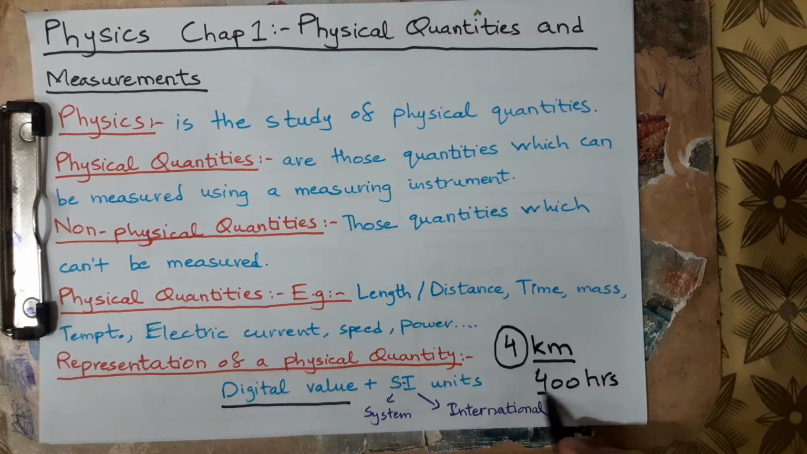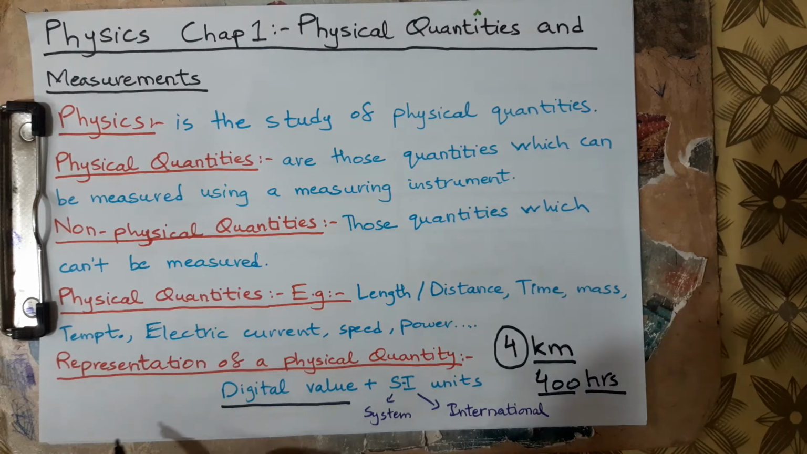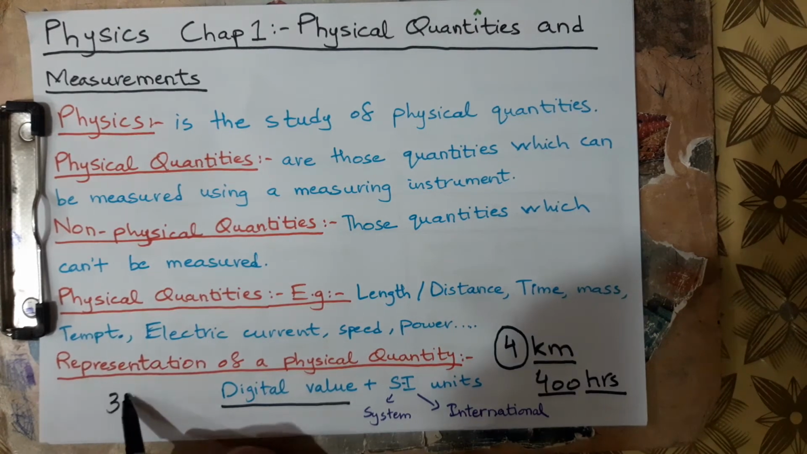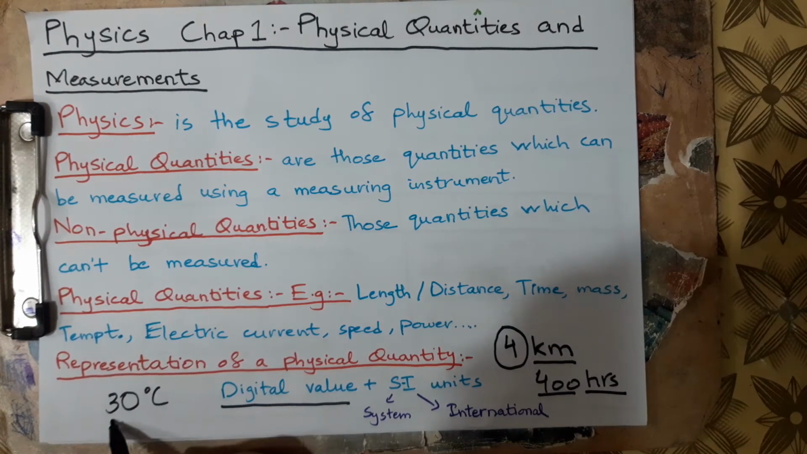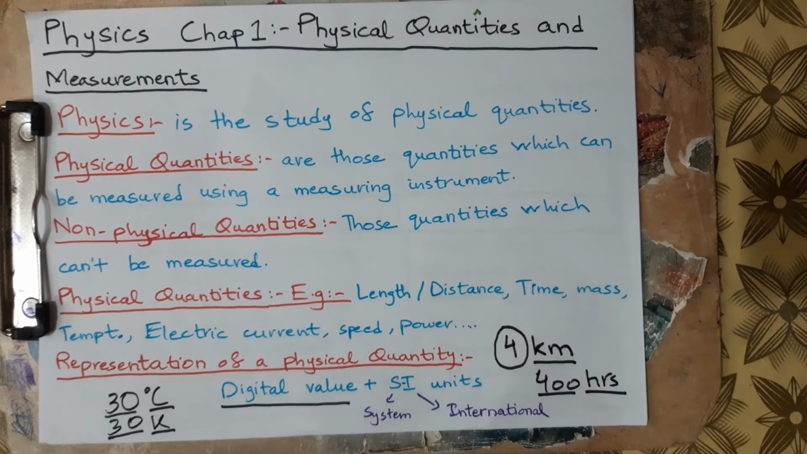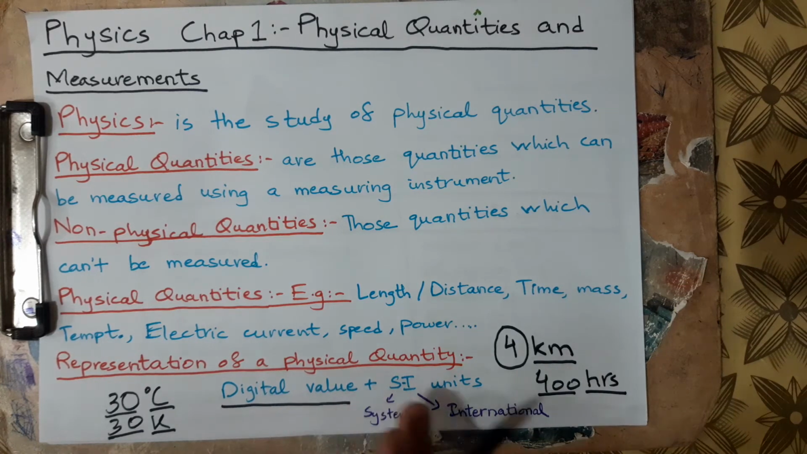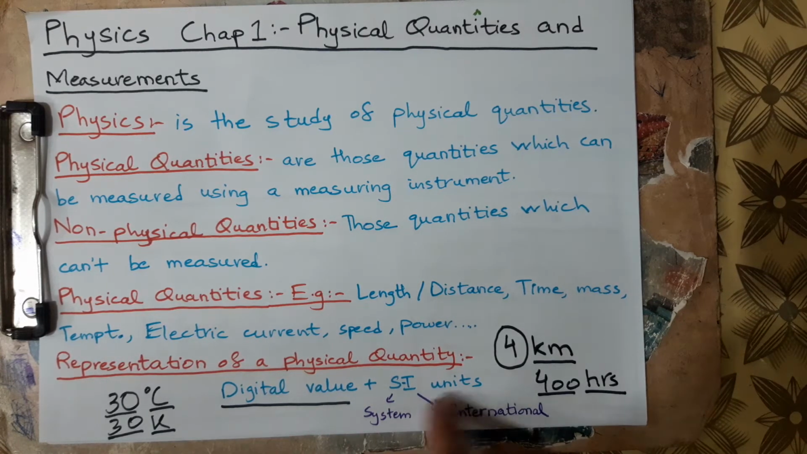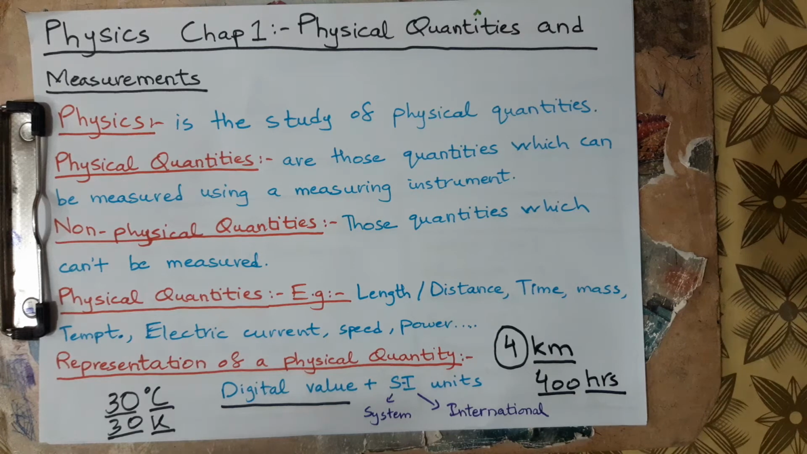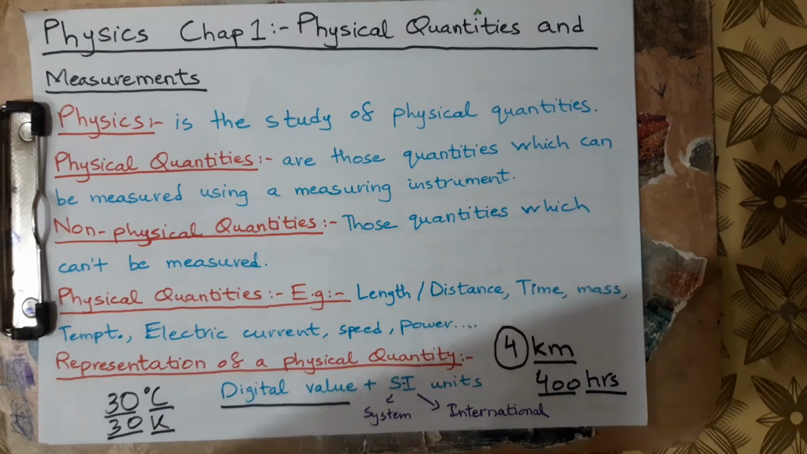Here digital value is 400, SI units is hours, and more examples like 30 degrees Celsius, or even you can say 30 Kelvin. Here 30 is the digital value and degrees Celsius and Kelvin are the SI units. So likewise, in order to represent the physical quantity, there must be a digital value present, and along with the digital value there must be an SI unit. So this is how you represent a physical quantity.